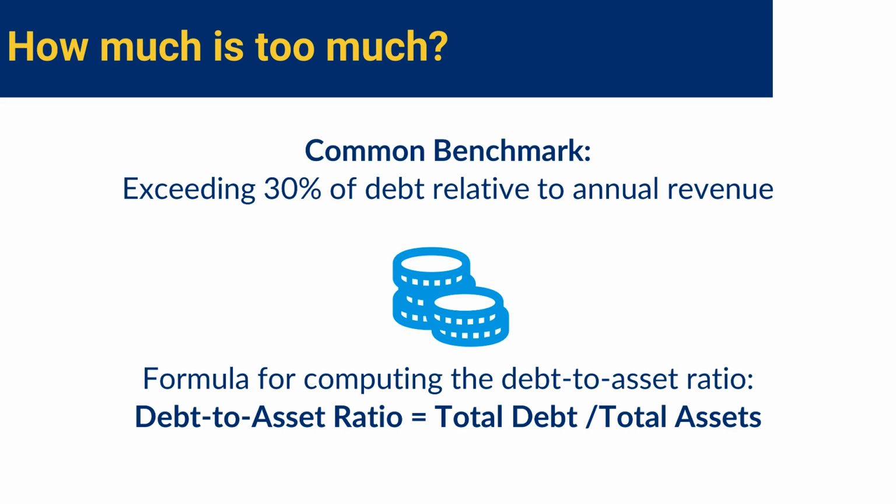One effective method for assessing the level of debt relative to a child care business's financial position is by calculating the debt-to-asset ratio. This metric provides insight into the proportion of assets financed by debt, serving as a barometer for financial leverage. The formula for computing the debt-to-asset ratio is straightforward. Debt-to-asset ratio equals total debt divided by total assets.